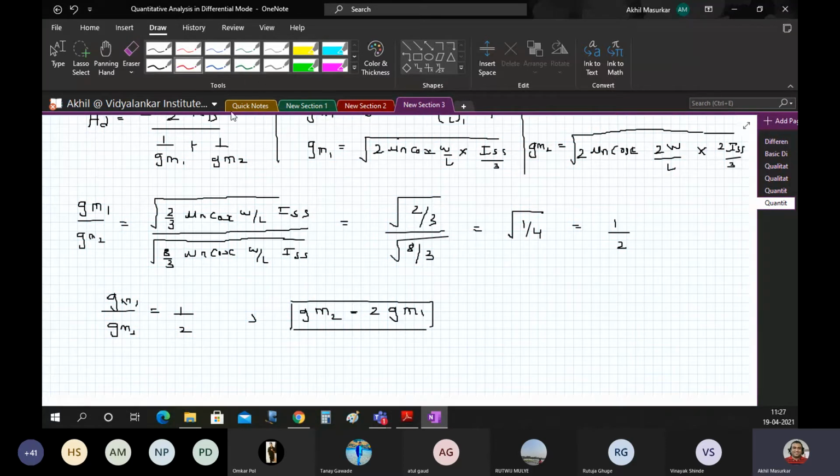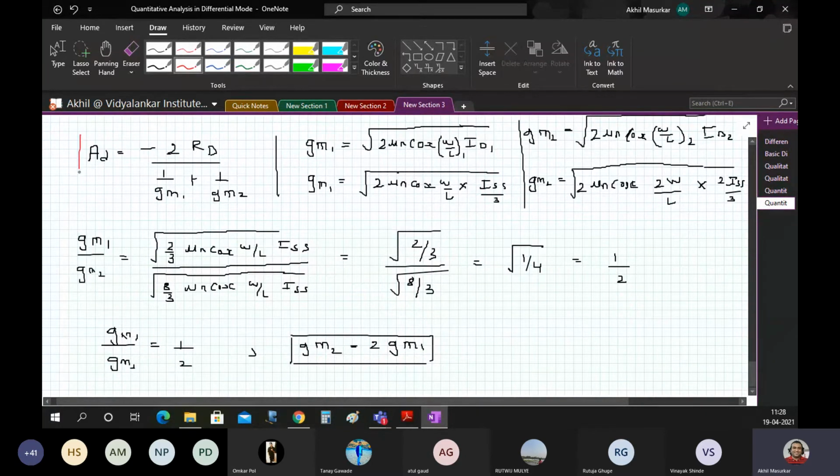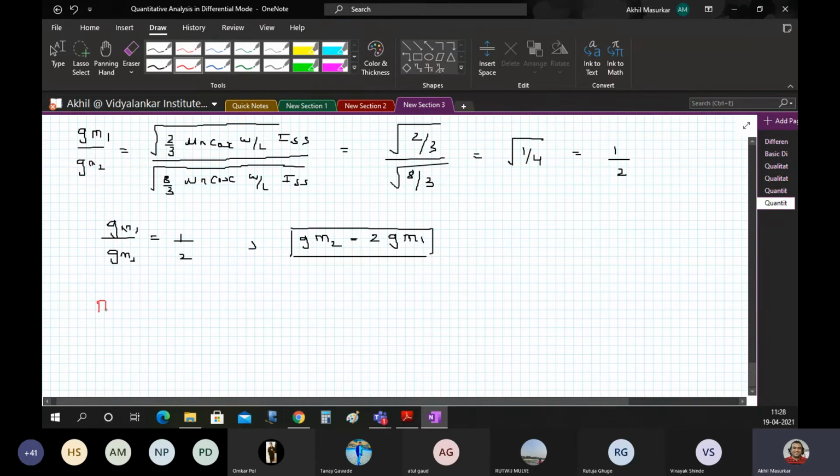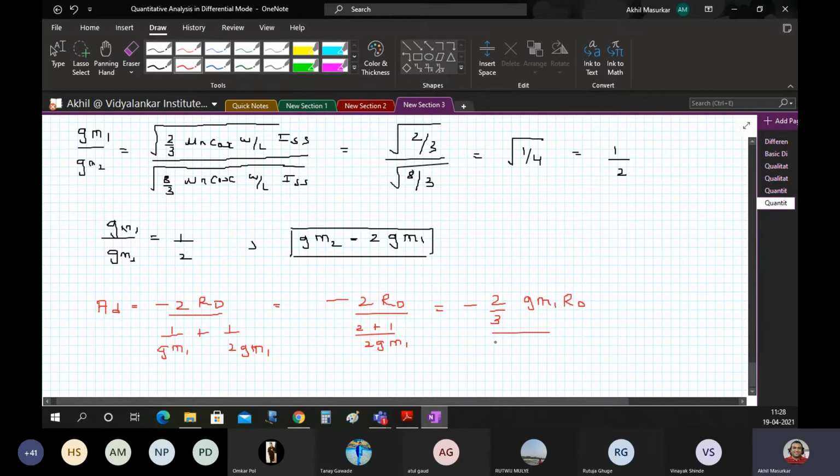Now we will use this formula and write the value of AD. Either you can write AD in terms of gm1 or you can write it in terms of gm2. It's up to you. So AD is equal to minus 2 times of RD upon 1 by gm1 plus 1 upon gm2, which is now 2 times of gm1. So that will be minus 2 RD upon 1 by gm1 plus 1 upon twice of gm1, that will be minus 2 by 3 times of gm1 into RD. So this is the value of AD.